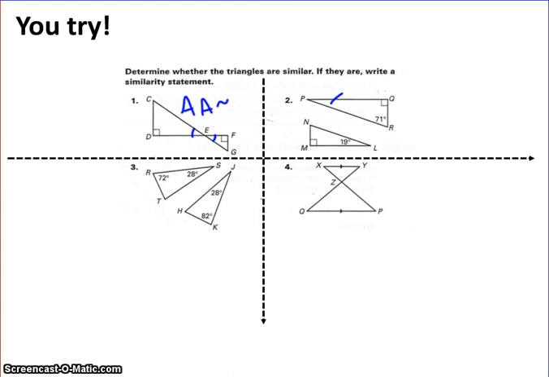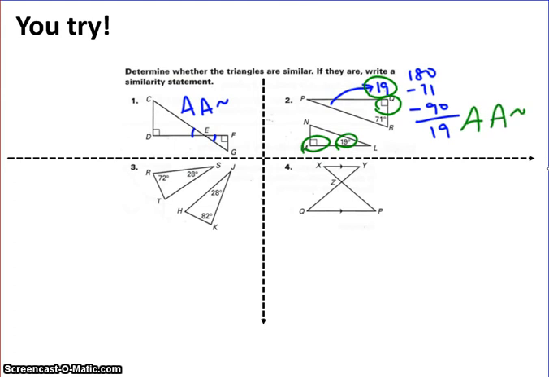Over here, I want to find the measure of this angle, so I do 180 minus 71 minus the 90-degree angle, and I'm left with 19 degrees. So I have this angle here and here, this angle here and here. So by angle-angle similarity, these two must be similar.